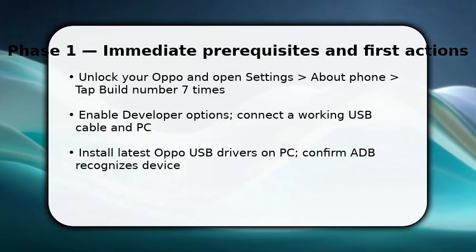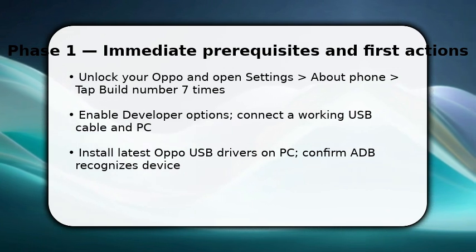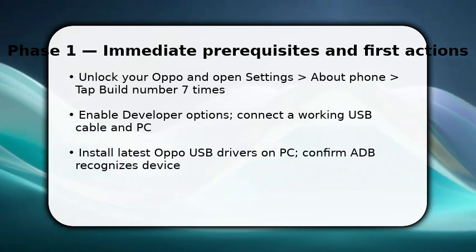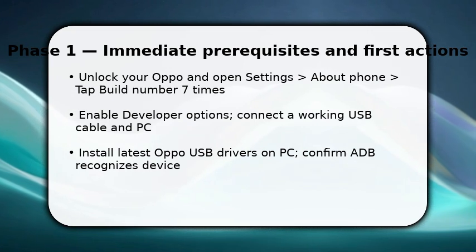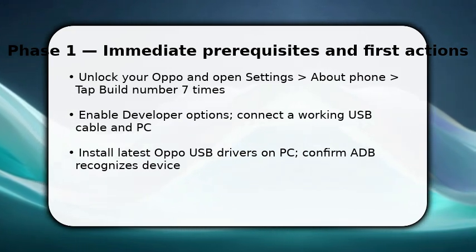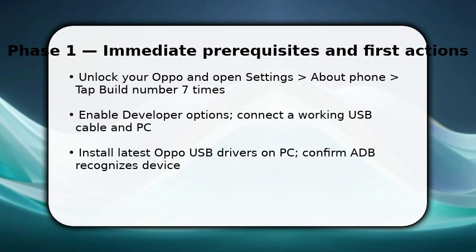On the PC, install the official Oppo drivers or universal ADB drivers. This is why ADB will later detect the device. If drivers fail, replug the cable and retry toggling Bluetooth to off.